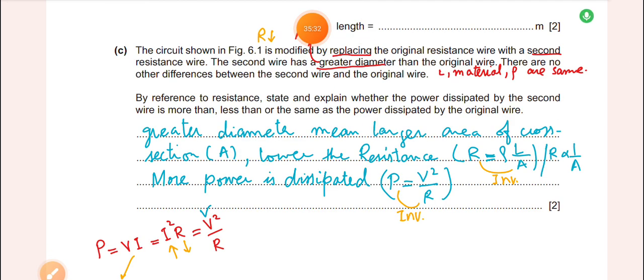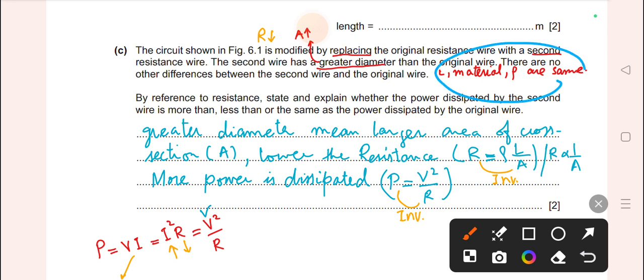Beta, the next part C says the circuit is modified by replacing the original resistance wire with a second resistance wire. The second wire has a greater diameter, so the area is greater, right, than the original. There are no other differences, meaning the material and length remain the same, and the resistivity is the same, right? By reference to resistance, state and explain. The length will be the same as well. As I said, there is no other change, only the diameter is changed. State and explain whether the power dissipated by the wire is more or less.